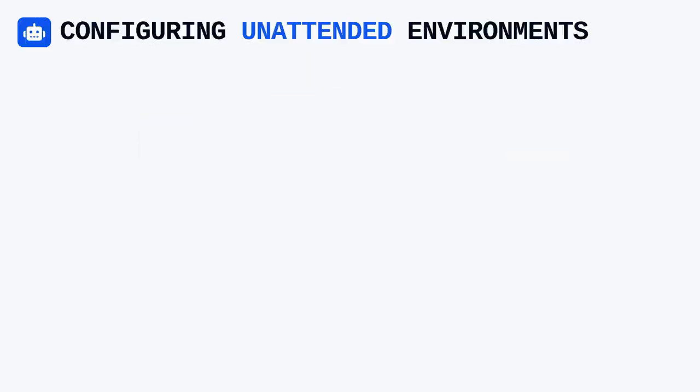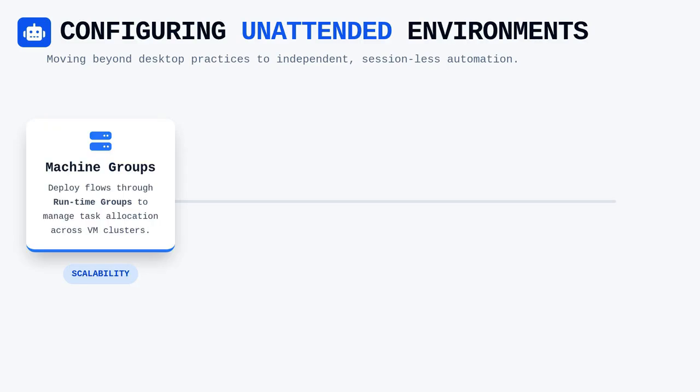Configuring an unattended environment requires a departure from standard desktop practices because the automation must exist independently of a logged-in user session. We achieve this by deploying desktop flows through machine runtime groups, which manage the allocation of tasks across multiple virtual machines or physical servers.